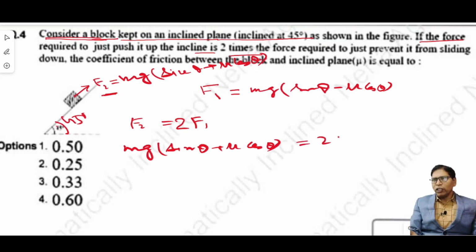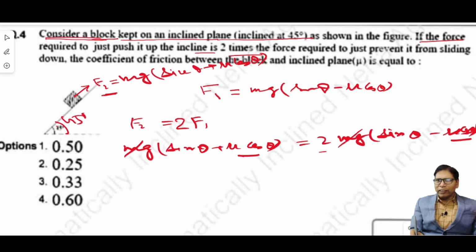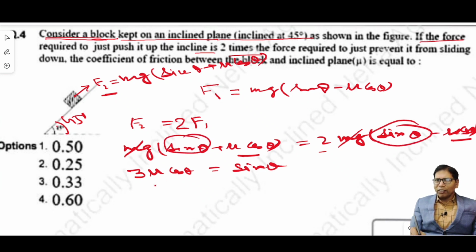This equals 2 into mg (sin theta minus mu cos theta). Now mg cancels out. Now look at the mu cos theta into 2, and this is the mu cos theta. So here 3 mu cos theta equals sin theta, because 2 sin theta minus sin theta equals sin theta. Therefore mu equals 1/3 tan theta.